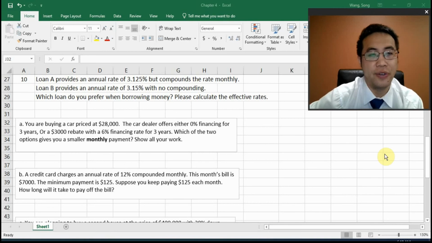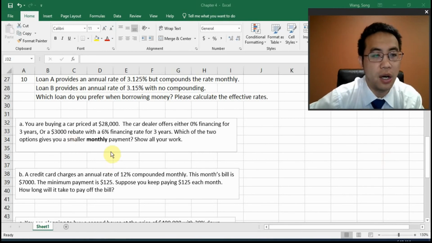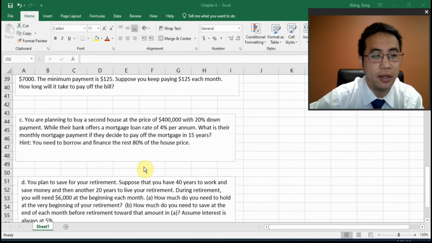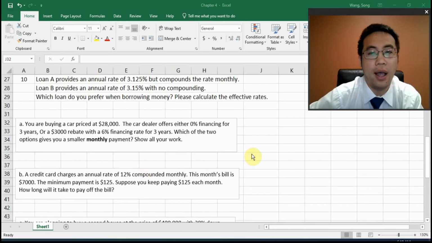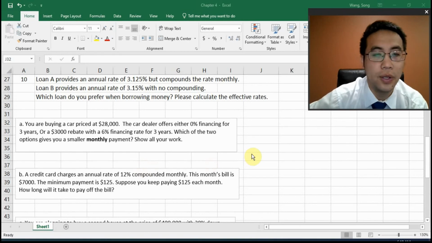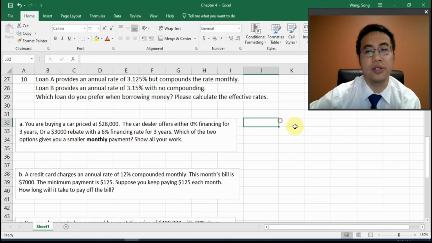The last questions of your first assignment are here, and these questions are more complicated and more difficult compared to the previous questions. But don't worry, I'm going to help you do these problems one by one. First, you're buying a car priced at $28,000. The car dealer offers two options, either 0% financing for 3 years or a $3,000 rebate with a 6% financing rate for 3 years.